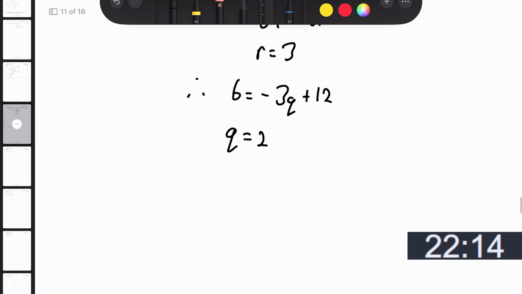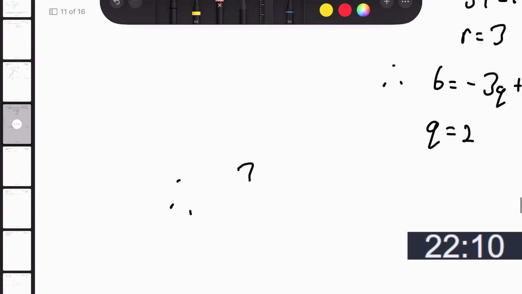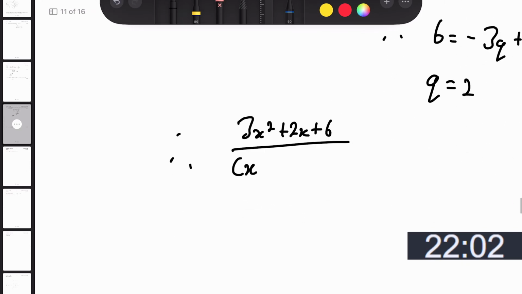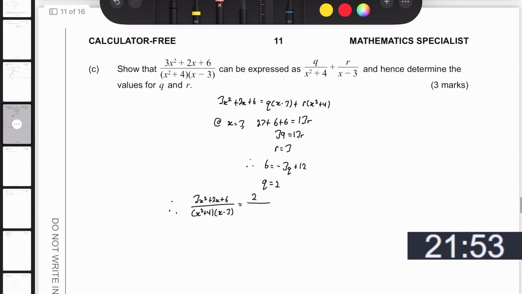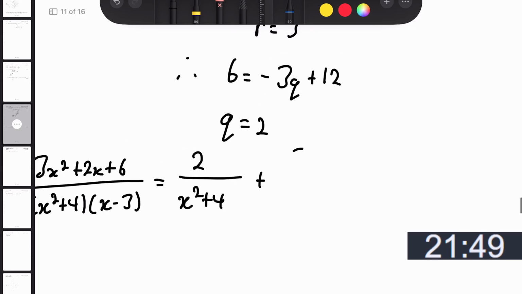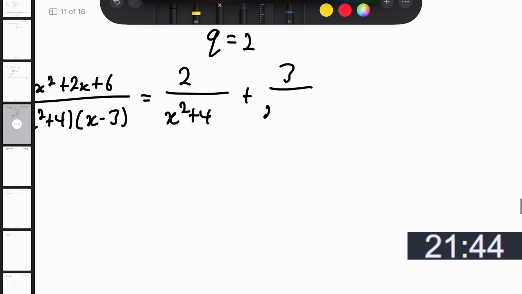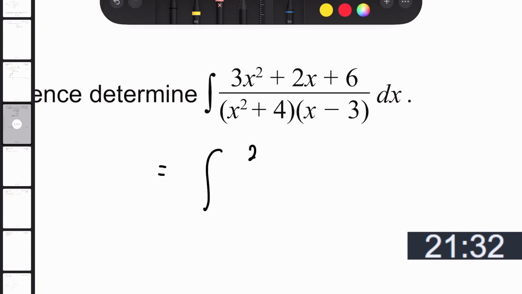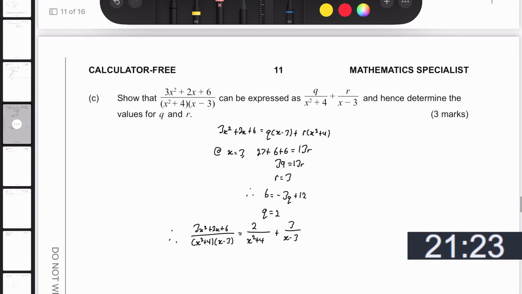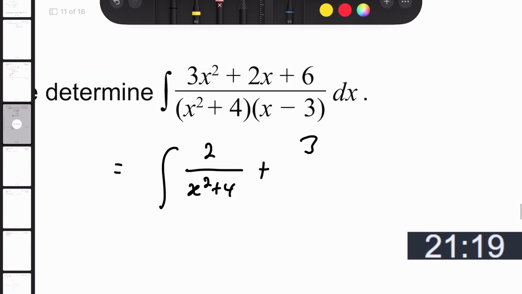So that is 3x squared plus 2x plus 6 all over x squared plus 4, and then x minus 3, equal to 2 on x squared plus 4 plus 3 on x minus 3. Okay, and then I have to evaluate that, and it's the exact same. This is 2 on x squared plus 4 plus 3 on x minus 3, dx.